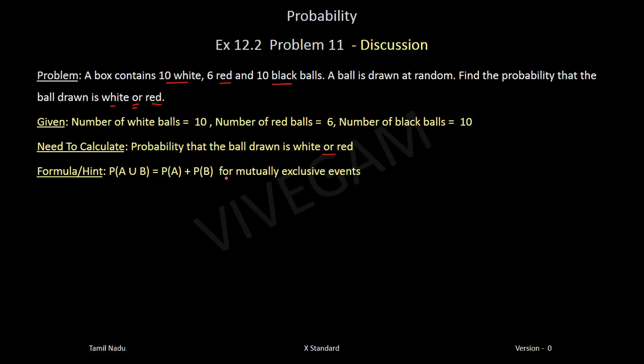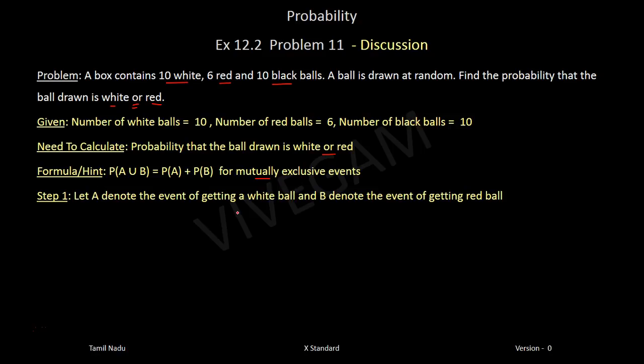And there is no A intersection B here, minus probability of A intersection B, because when a ball is drawn, it can be a white ball or a red ball, but it cannot be white and red together. So A intersection B will never happen and it is 0, and that is why it is excluded. In all these cases with balls, most of the time the events are mutually exclusive. There may be some special cases. Now let's start putting the steps. Let A denote the event of getting a white ball, and B denote the event of getting a red ball.